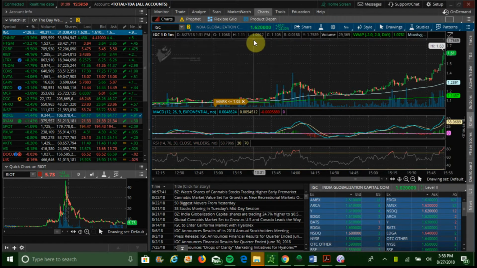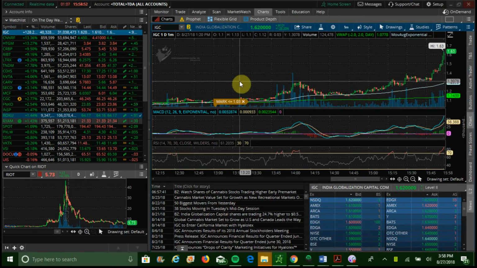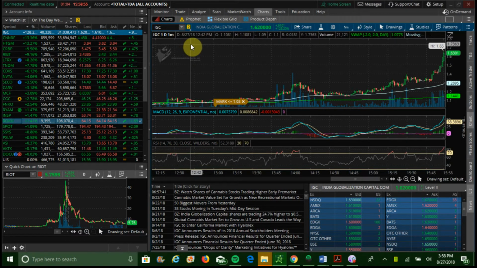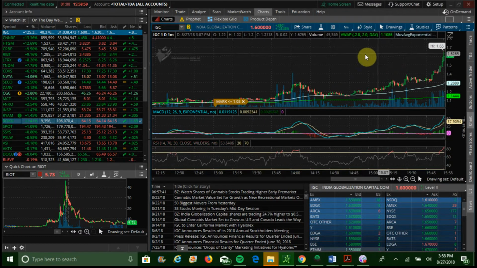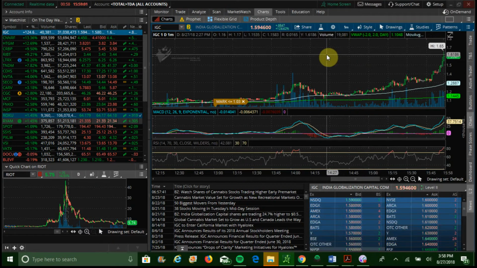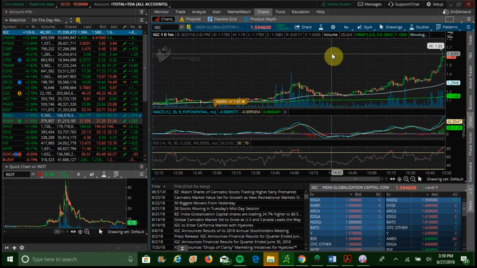I'm here. I wanted to kind of just go back over IGC. I definitely sold this way too soon. I thought it was going to get to 160, which it did, and it actually went to 165, which was fine before it starts pulling back.